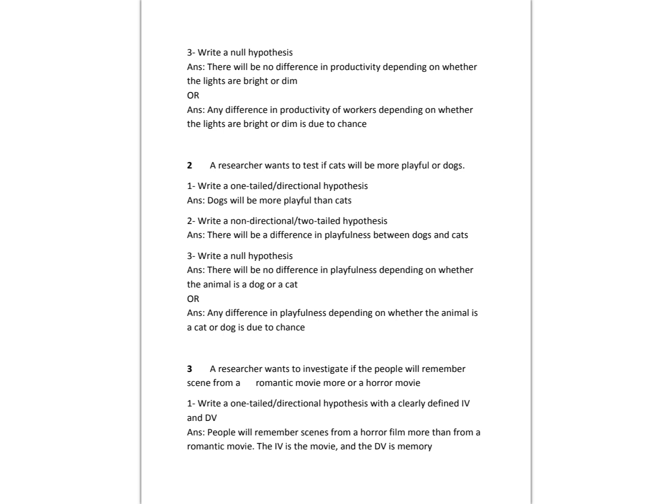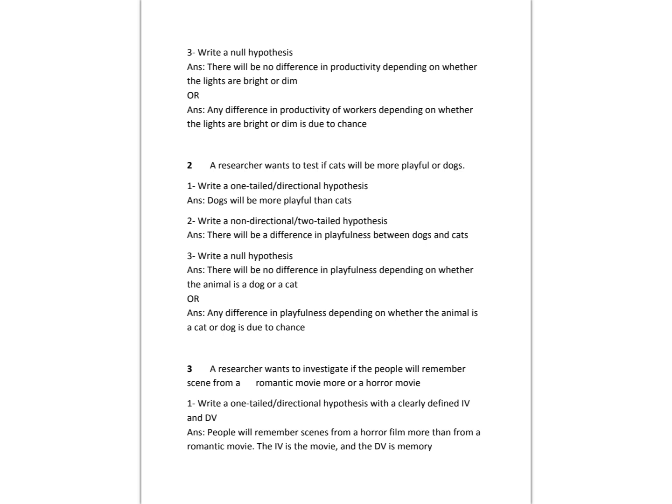A non-directional two-tailed hypothesis: there will be a difference in playfulness between dogs and cats. And a null hypothesis: there will be no difference in playfulness depending on whether the animal is a dog or a cat, or any difference in playfulness depending on whether the animal is a dog or a cat is due to chance. Okay.